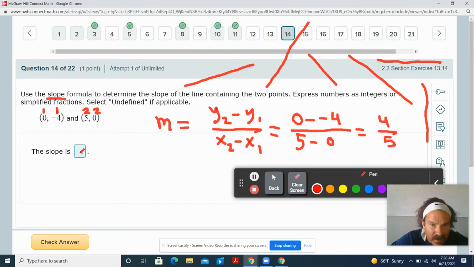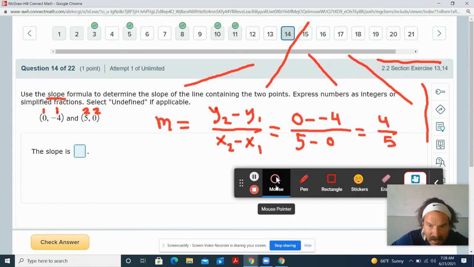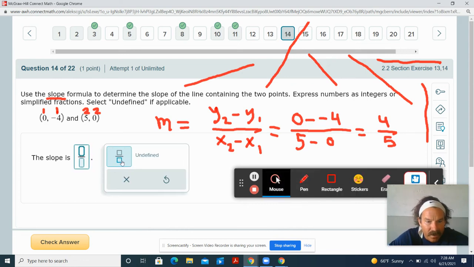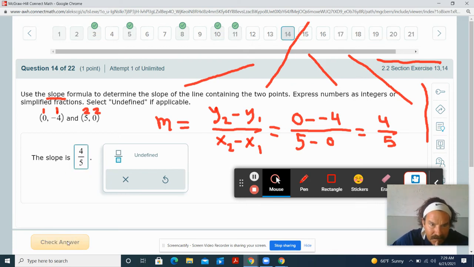So you get the slope. If I click in here, I get a fraction. So I go 4 on top, and I've got to click the box, 5 on the bottom. Okay, and I can check my answer.